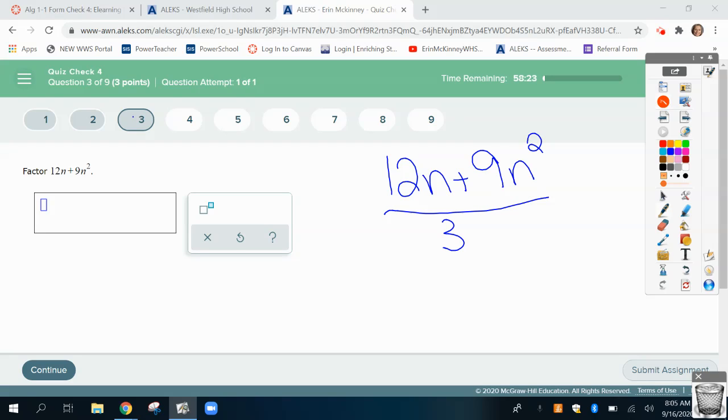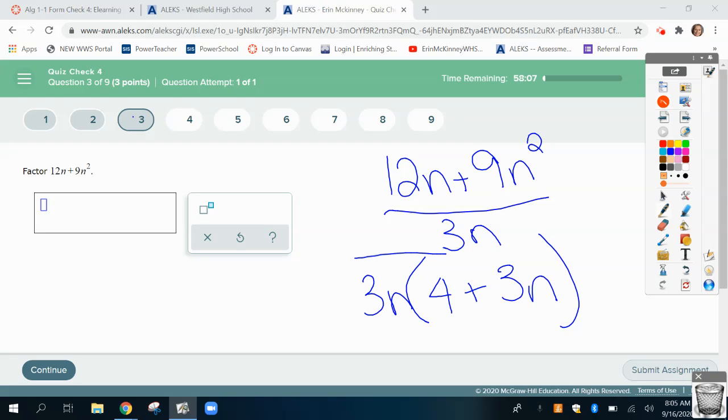Do they both have the variable? Yes. The smaller exponent is 1. Okay, we're going to divide that out, which leaves us with a 4 plus 3n, right? We divide. 9 divided by 3 is 3. 2 minus 1 is 1. And then we write the GCF in front. So this would be our final answer.